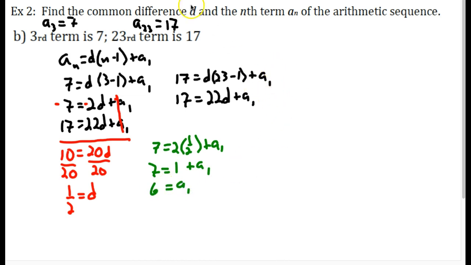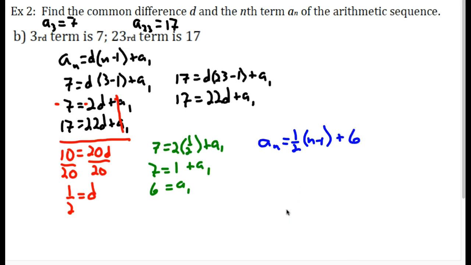So now, putting all of that together into this formula, we now have our common difference. We now have our first term. My nth term is going to be a sub n equals 1/2 times n minus 1 plus 6.